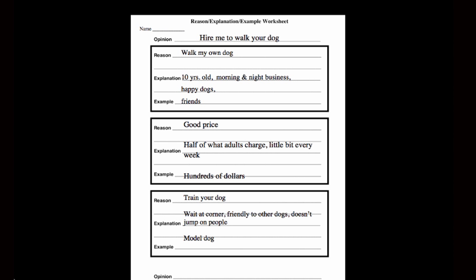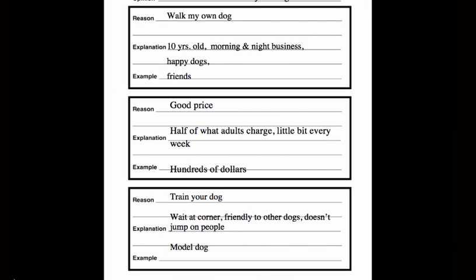Look at your persuasive graphic organizer. Some of your reason, explanation, example groups are stronger than others. Decide which of your reason, explanation, example groups will become your strongest paragraph and put a 1 next to it. Find your next strongest and put a 2. And finally, the last group gets a 3.